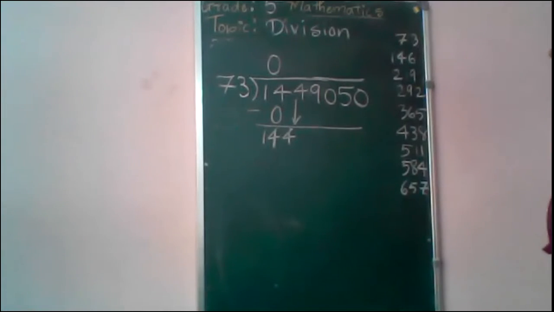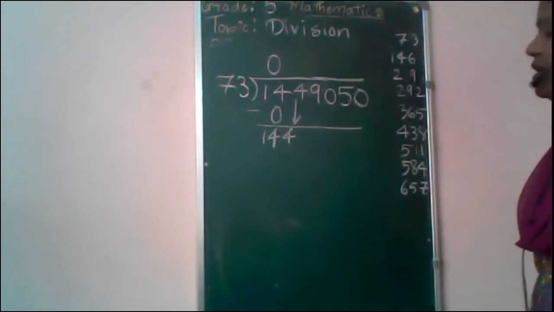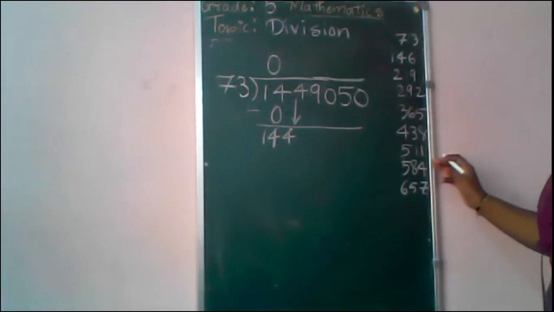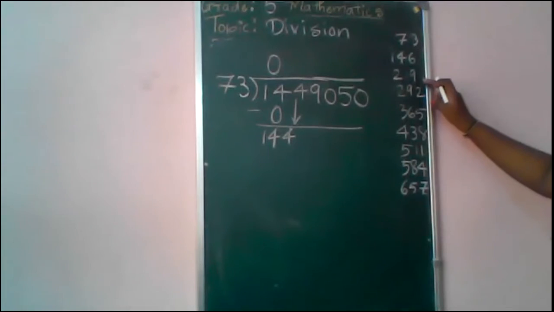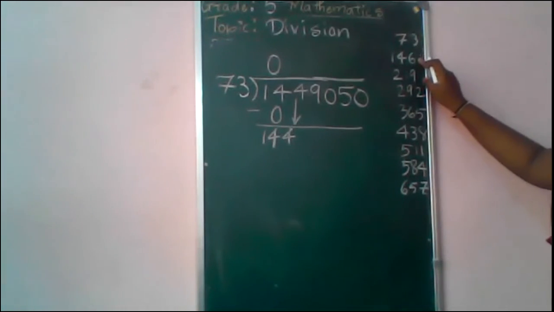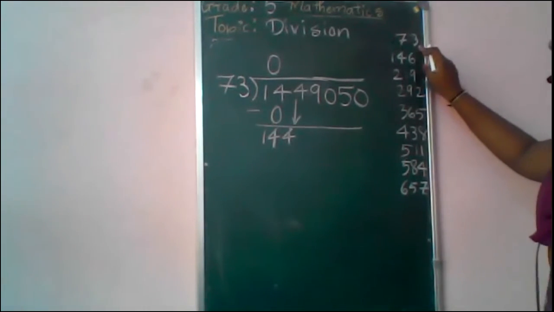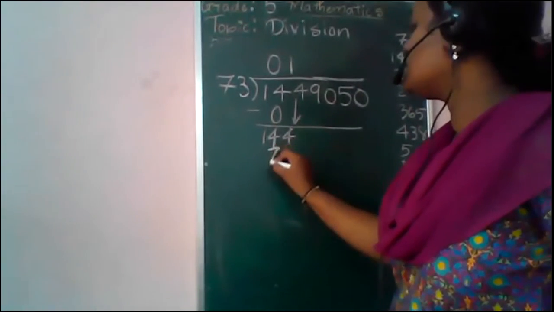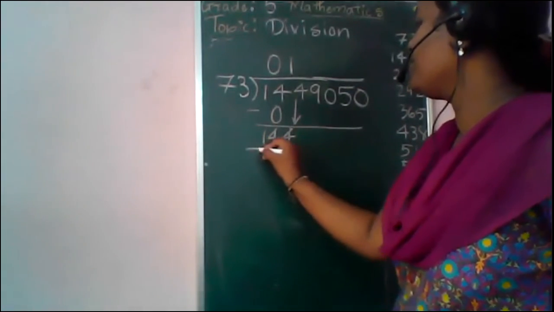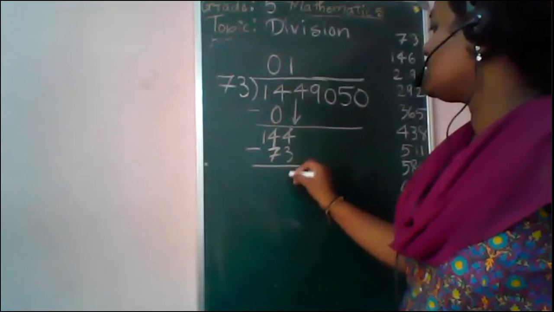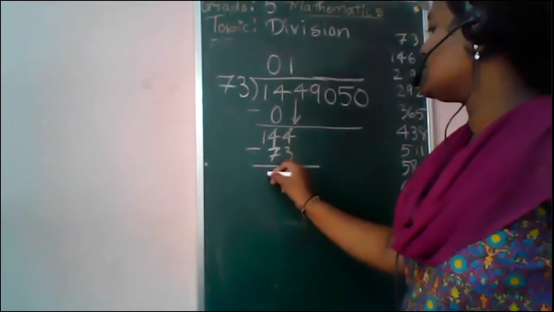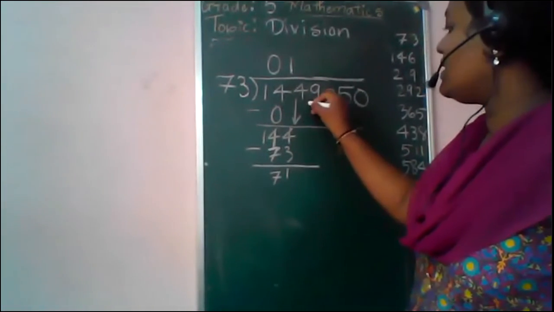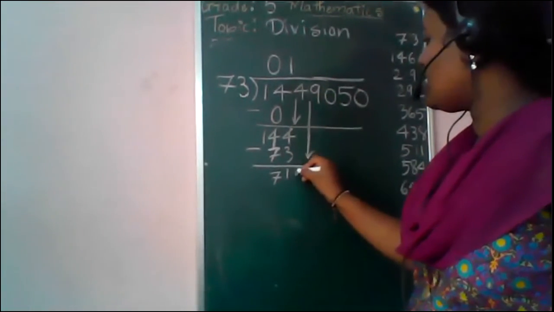144 compared with 73, it is a larger number. Looking across the table of 73, we notice that 146 is larger, but we can take 73. So let us subtract minus 73. 4 minus 3 is 1. 14 minus 7 is 7. Let's bring down the next digit, 9.